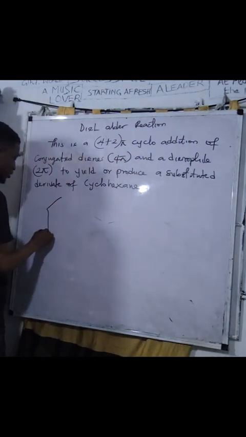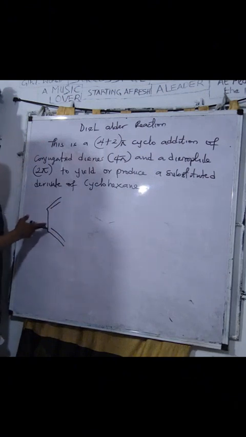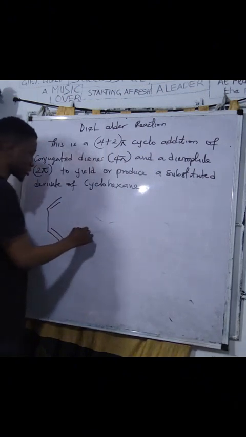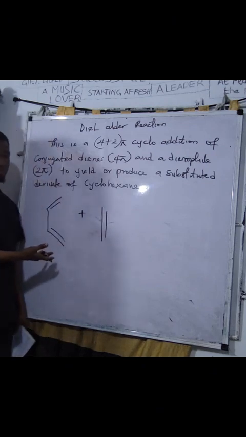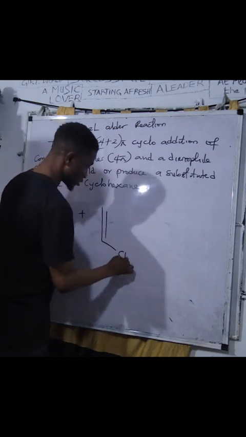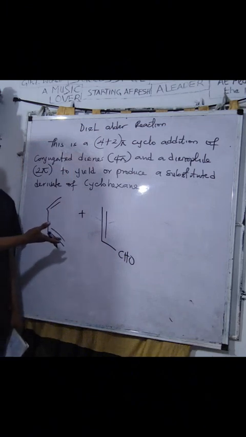We know what a conjugated diene is, right? Yes. Something like this: double, single, double. That's a conjugated diene. Now react it with something like this. This could be a dienophile. A dienophile could also be something like this. It could have any derivative at all, but this is what I'm talking about.